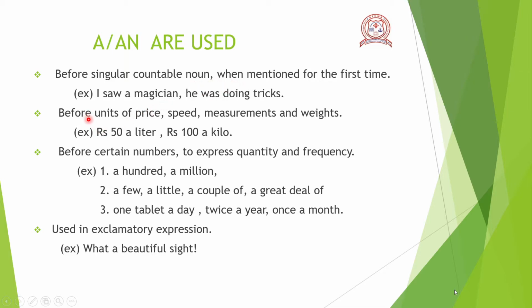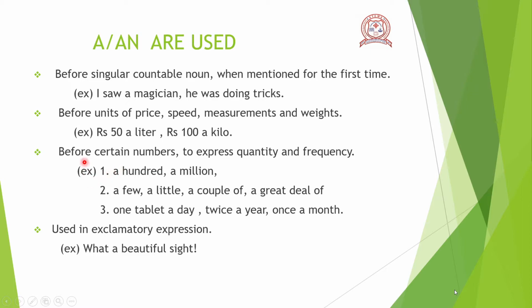The second point, before units of price, speed, measurements and weights. The second point is a or an is used before units of price, speed, measurements and weights. Example, rupees 50 a liter, rupees 100 a kilo. So a is used before the price and also the weights.